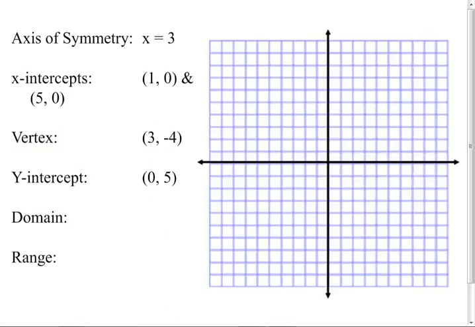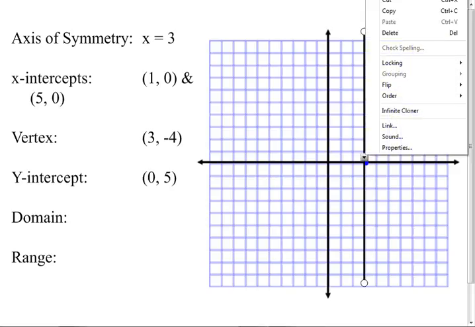So the axis of symmetry is x equal to 3. So I'm going to go 1, 2, 3. It says x is 3, and I want a vertical line. Axis of symmetry is a vertical line. So it's going to come right through here. Did I do that right? Okay.